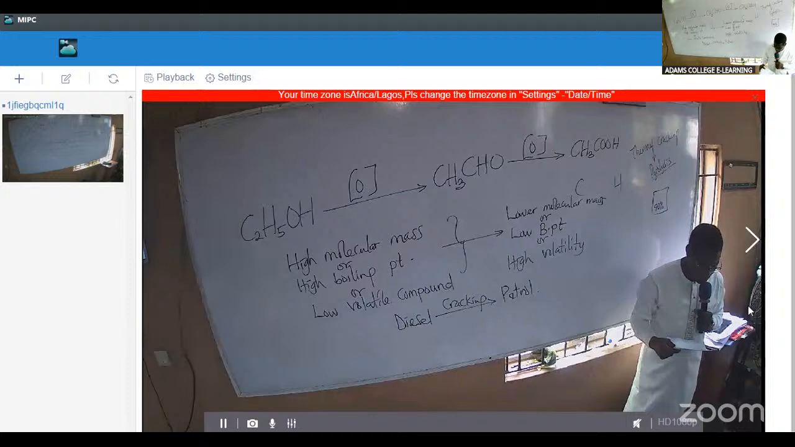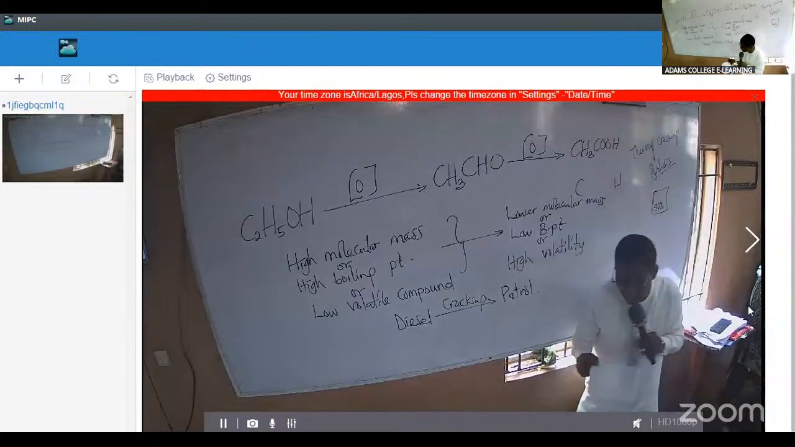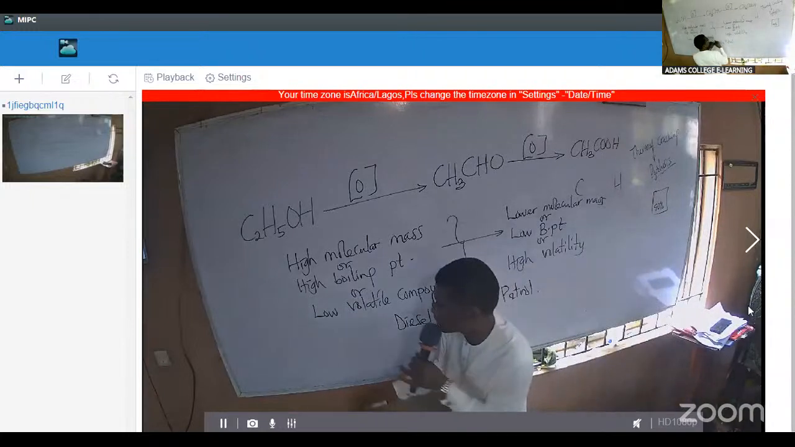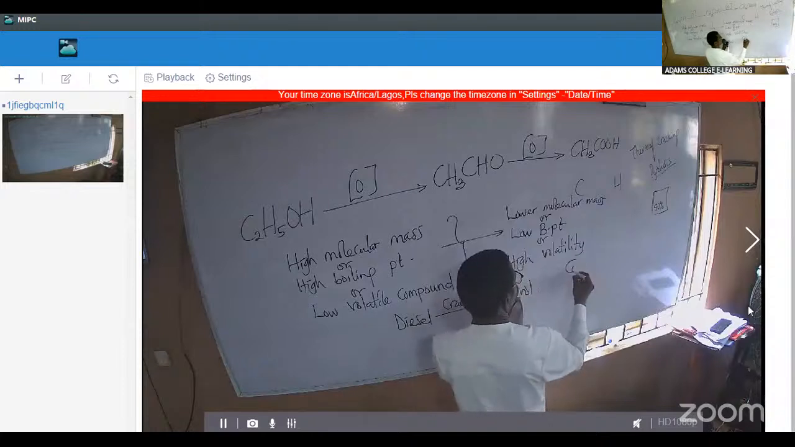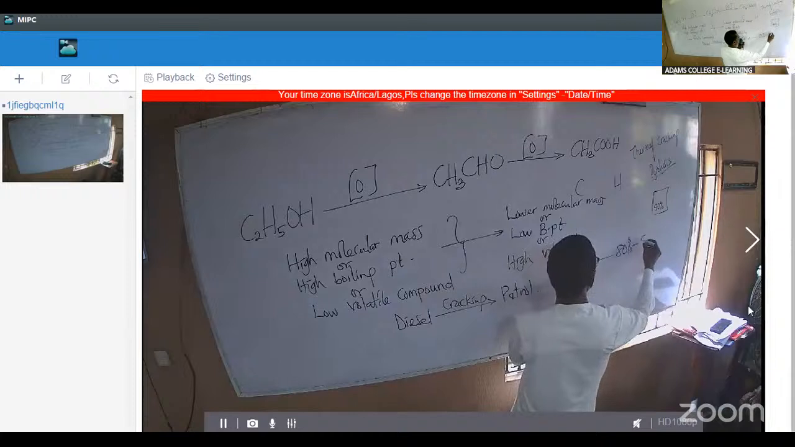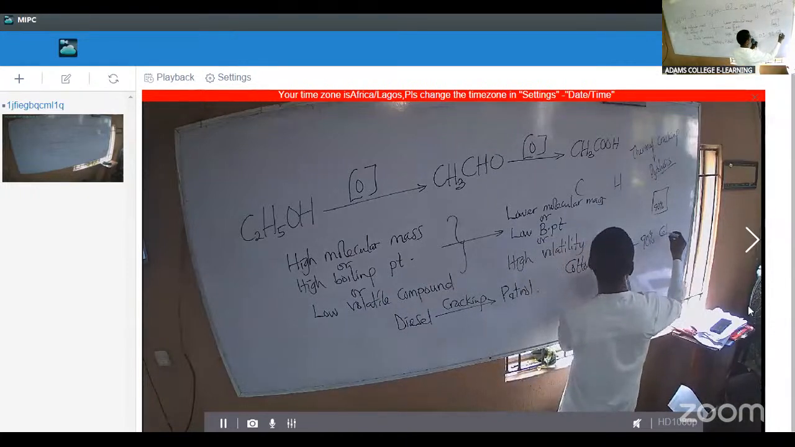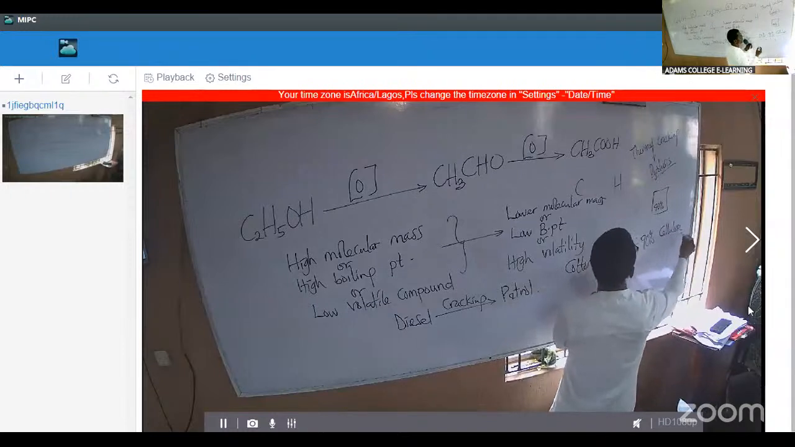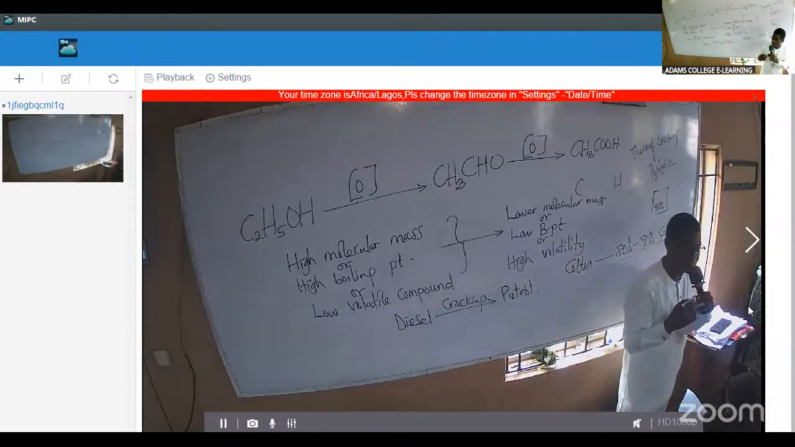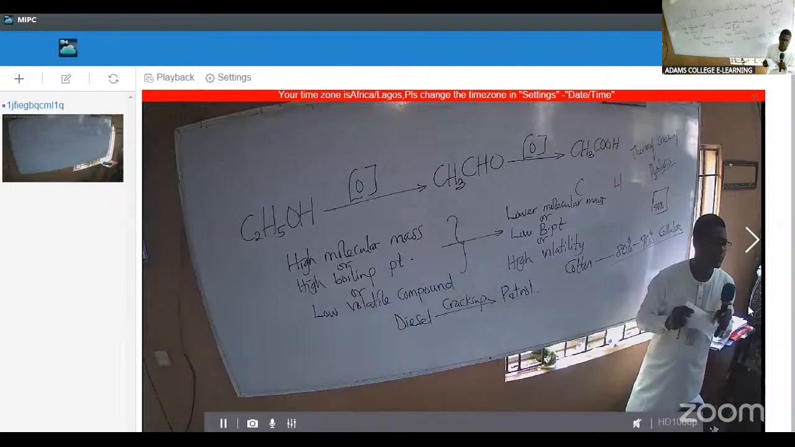What are the following found in cotton? Cellulose. Cotton contains 80% to 90% cellulose. And don't forget that cellulose is a polysaccharide. It's a what? Cellulose.